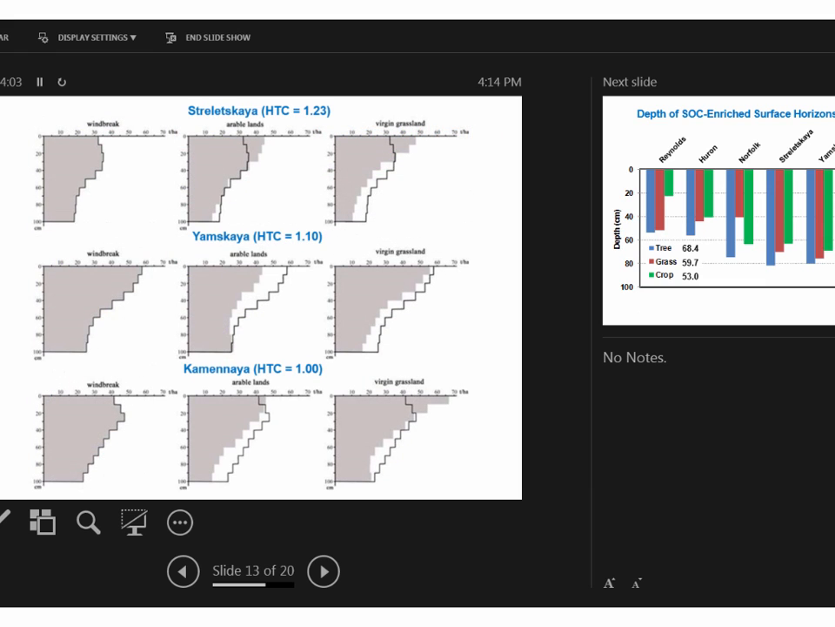Now for the Russian data, what Yuri's done here is show the windbreak data in gray and overlay that with the arable land data, and then we had a virgin grassland site in the reserves near each of those. Compared to the arable lands, at Strelitz Sky we have more carbon near the surface underneath the windbreak, less at Yamskaya, and at Kamenaya, comparable. But notice at Kamenaya, there's less carbon in the arable lands compared to the windbreak, pretty consistent at depth. Compared to virgin grassland, the windbreak at Strelitz Sky has more carbon on the surface. At Yamskaya it's slightly less than the virgin grassland, and at Kamenaya, the windbreak has more carbon at the surface than the virgin grassland.